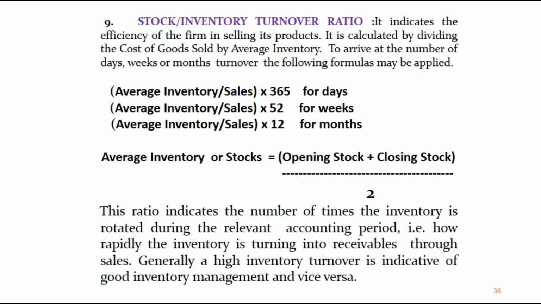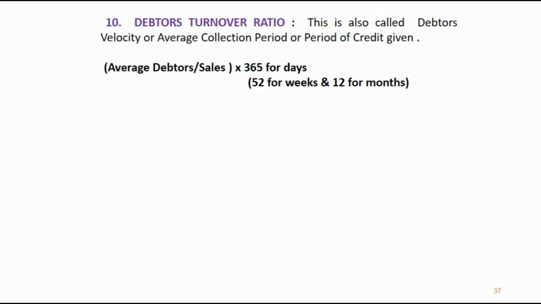It is calculated by dividing the cost of goods sold by average inventory. To arrive at the number of days, weeks or months of turnover, the following formulas may be applied. Okay. So average inventory of stock is opening stock plus closing stock divided by 2. Now this ratio indicates the number of times the inventory is rotated during the relevant accounting period. That is how rapidly the inventory is turning into receivables through sales. Generally, a high inventory turnover is indicative of good inventory management and vice versa.